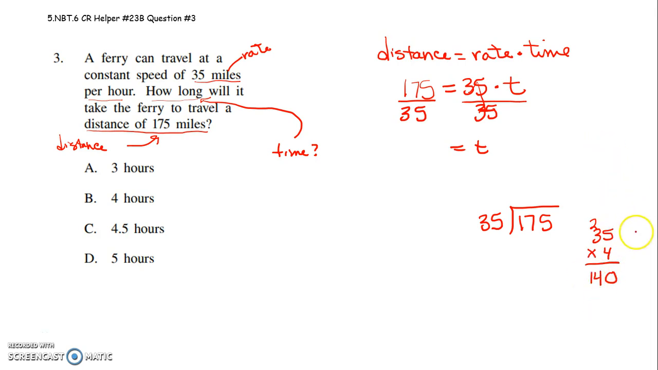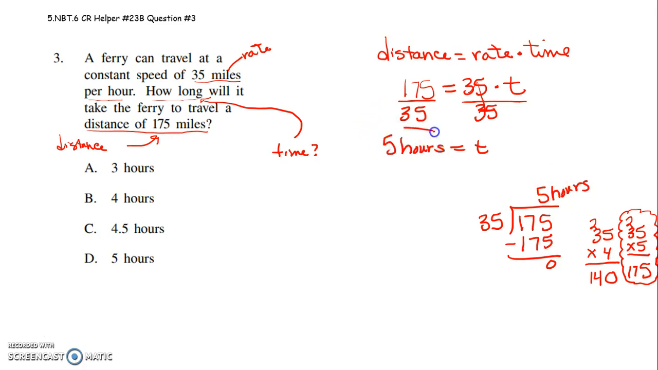And I can see I haven't gone high enough, so then I try 35 times 5. At first I just guesstimate, and then I sometimes have to multiply a couple numbers. 5 times 5 is 25. Put down a 5, carry a 2. 5 times 3 is 15, and 2 more is 17. So it's actually going to be 5 hours. 5 times 35 is 175. Subtract off, that zeroes out. That tells us it's going to take 5 hours.